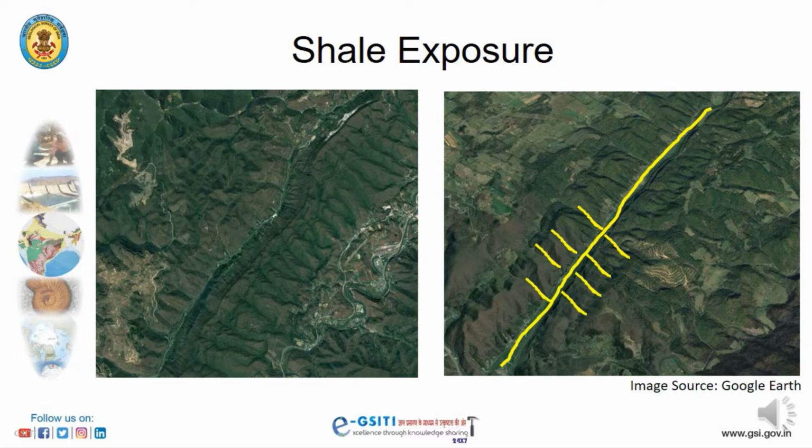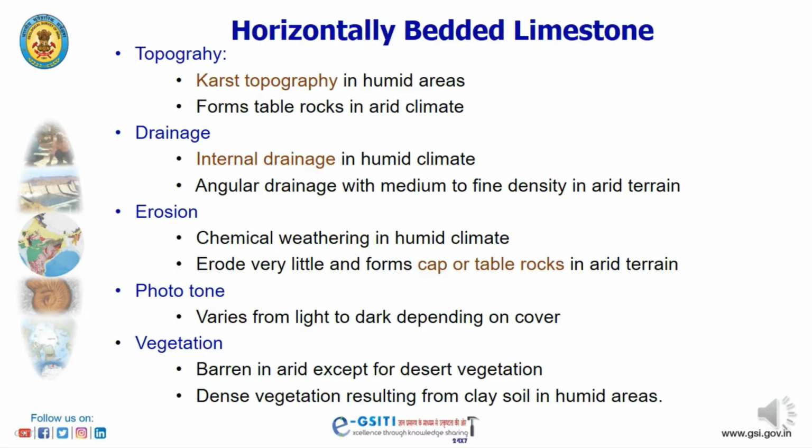Here, the trellis drainage pattern is visible. Densely vegetated and cultivated terrain is visible from this imagery. Limestone: topography wise, karst topography in humid conditions, and they form table rocks in arid climatic conditions. Mostly internal drainage as well as angular drainage is visible on a limestone terrain.